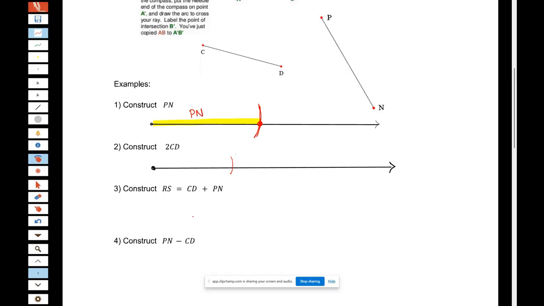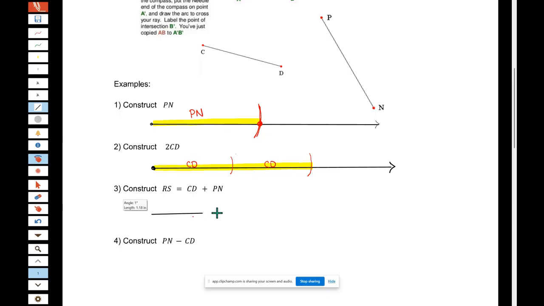I've marked off CD on there. Now I need to do it again. Put my pointy part here and mark off CD over here. So I will have added a CD onto a CD. And so since this is the length of CD and this is the length of CD, my entire length is twice what CD is. Don't ever go back and erase the extra segment, because that's what lets me know you did the construction and you didn't measure it perfectly.